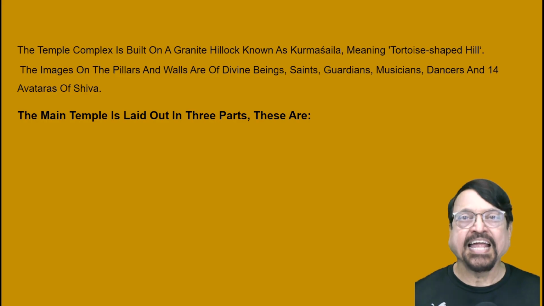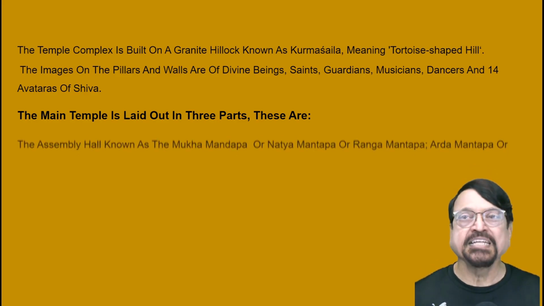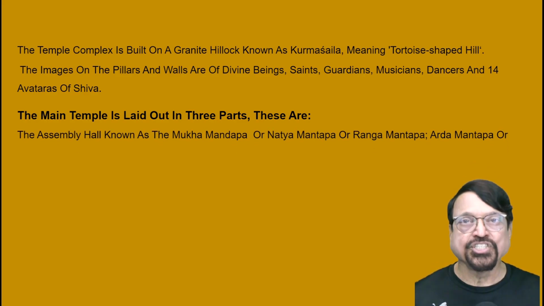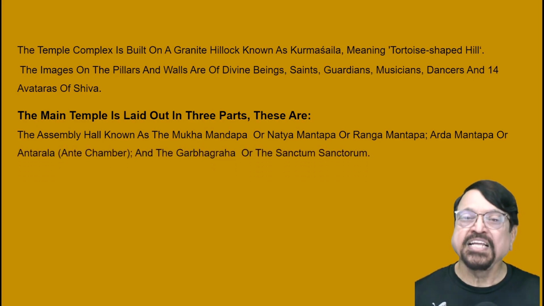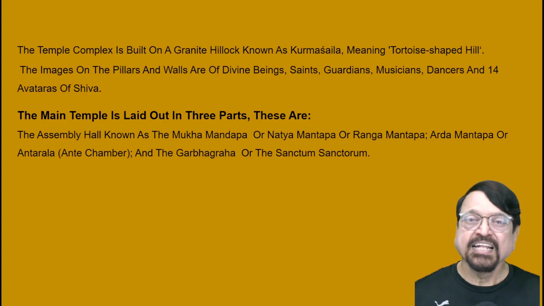The main temple is laid out in three parts. Which are the three parts? The assembly hall, which is known as the Mukha Mandapa, then Nritya Mandapas, where the dances were held, where you can see sculptures of the dancers, then musicians, then there is also Ranga Mandapa and Ardha Mandapa. So these are the names derived as per their location, their shape and their purpose.